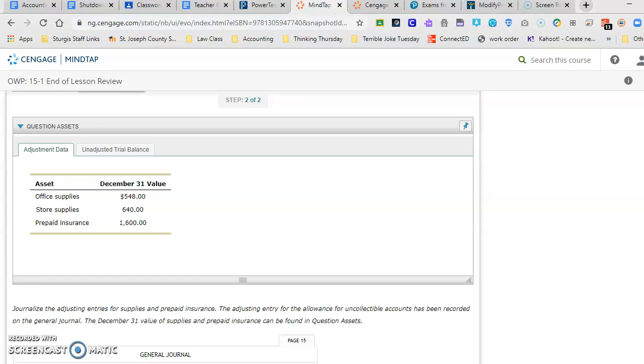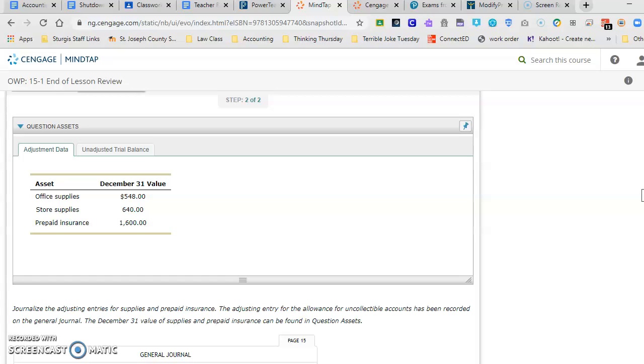Okay, I'm going to go over and remind you how to do insurance adjustments and supplies adjustments, no matter what type of business it is. Again, the reason that you need to do adjustments is because of the matching principle: you want to match the expenses within the same fiscal period that you earn the revenue.